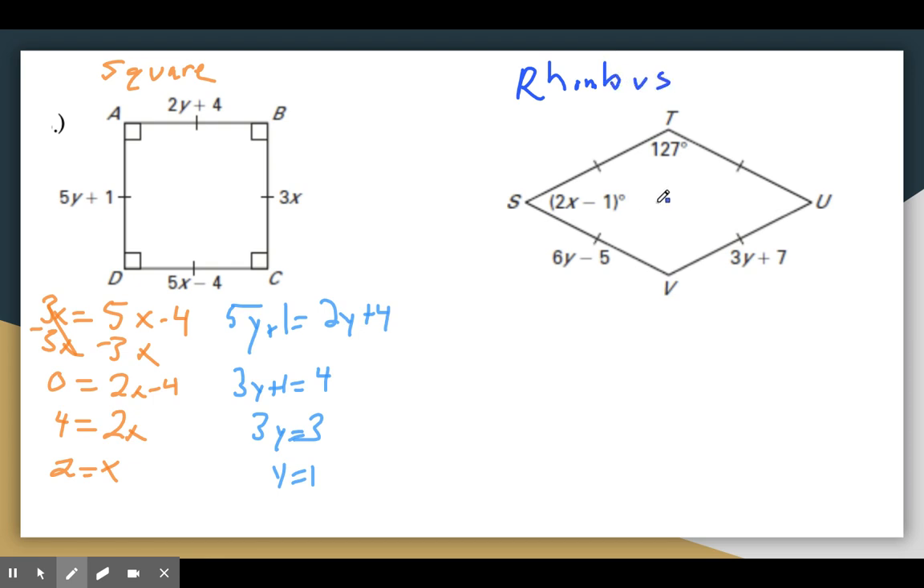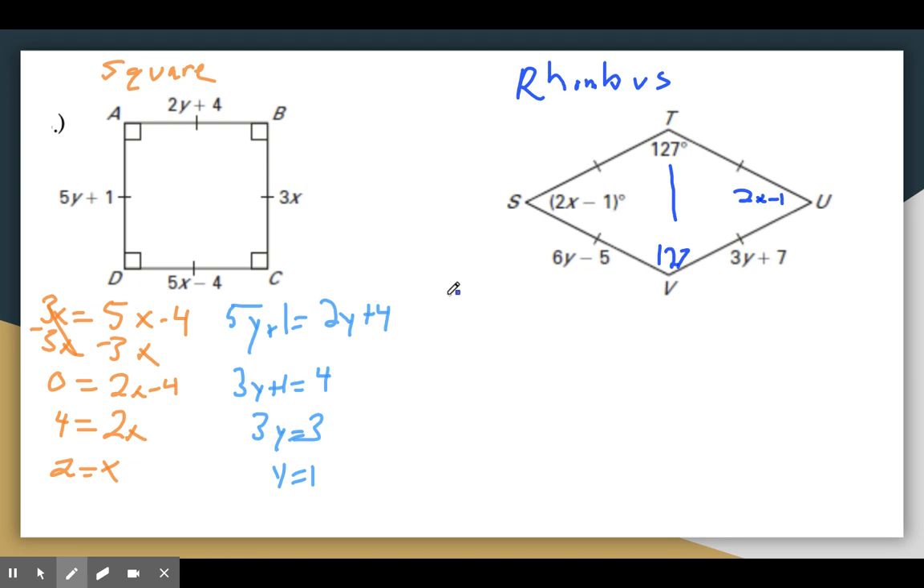Okay, solving for x, solving for y. If this angle here is 127, opposite angles, that means this one is also 127. Okay, and so there are different ways that you can find this, right? If this is 2x minus 1, you also know that this over here is 2x minus 1 because opposite angles are congruent, right? So you can do one.